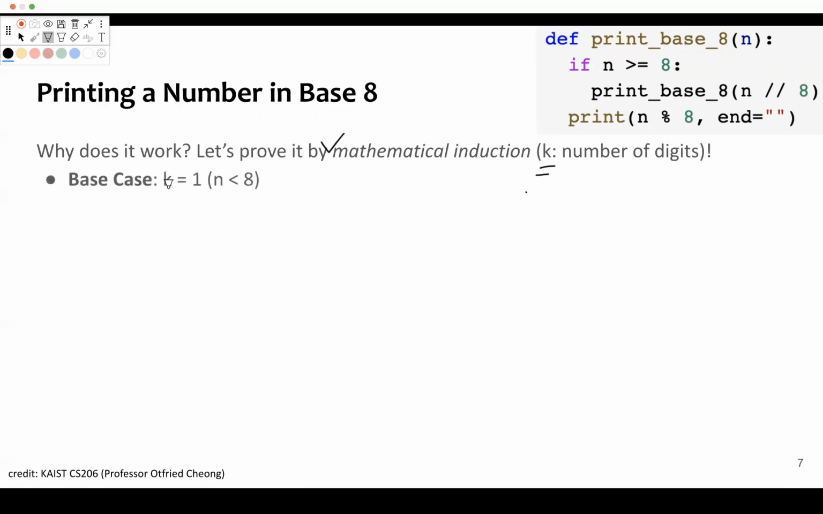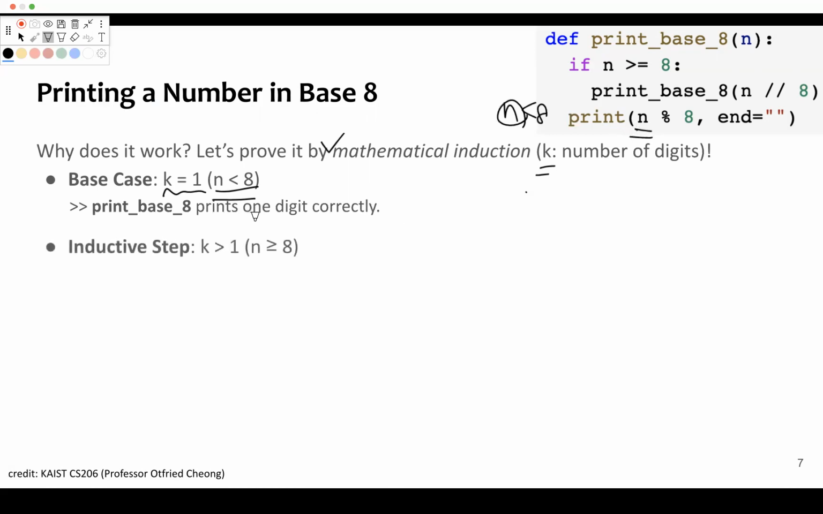In the base case, when k is 1, there is just one digit. That means n is smaller than 8. In such case, when n is smaller than 8, the remainder of n divided by 8 is just the number itself. So we just print n here. So it will work correctly.